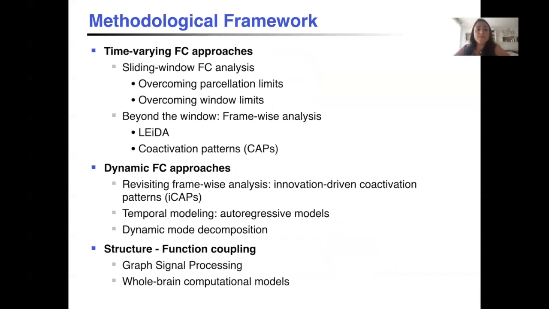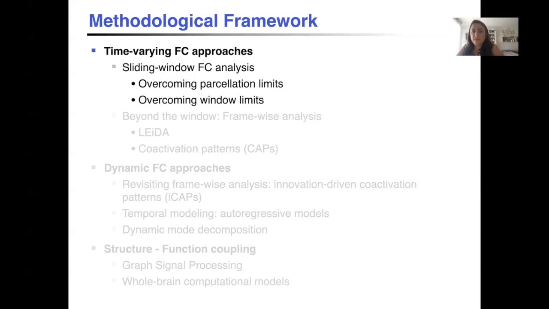So today we will see an overview of all these methods: time-varying FC approaches first, and then dynamic FC approaches. And last, I will also give you a little overview of how we can integrate the underlying neural structure in this framework of dynamic function of the brain. But let's start with the first category of methods, time-varying functional connectivity approaches, and with the first method, which is sliding window FC.